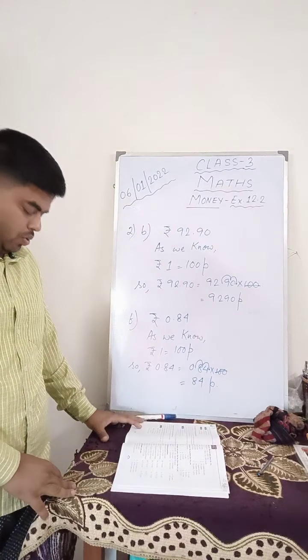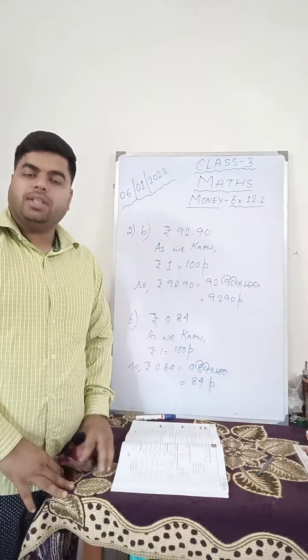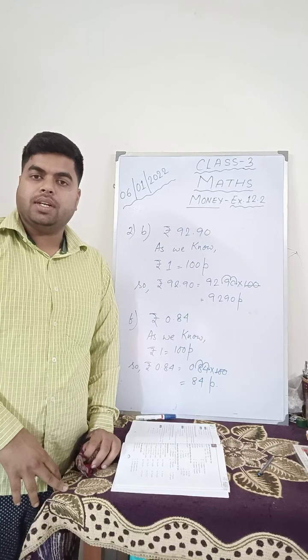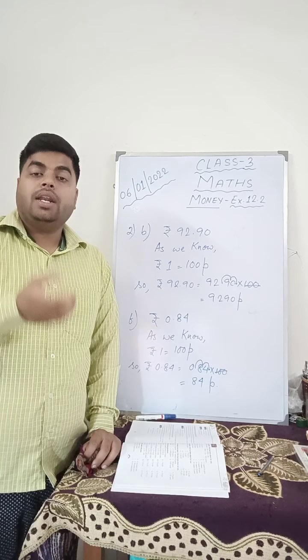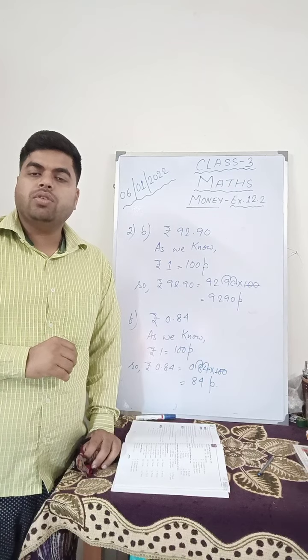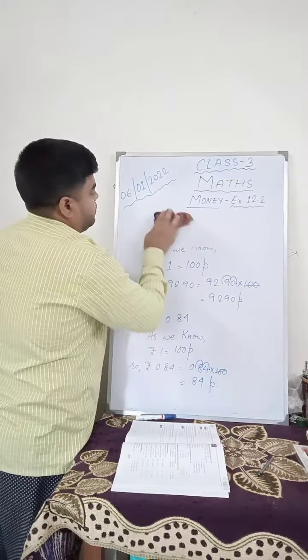Okay. Now, question number 3, where they have given you paisa and they have asked you to convert into rupees and paisa. Remember, from rupees to paisa you multiplied by 100. Now they have asked you to convert from paisa to rupees. So what you have to do? You have to divide by 100. So let me show you question number 3.